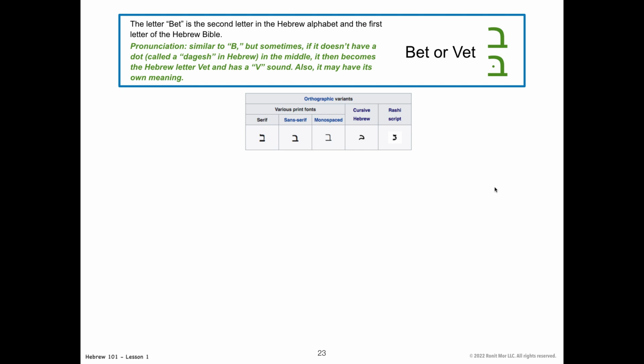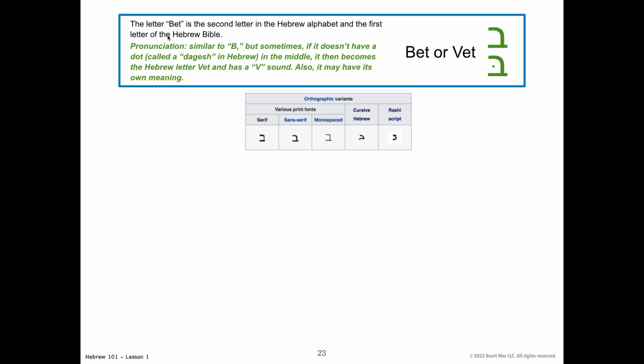Okay, so let's move on to bet. Okay, so bet can be pronounced as B or V. If it has a dot in the middle, it's B. If it doesn't have any dot in the middle, it's a V. Okay, so bet and vet.